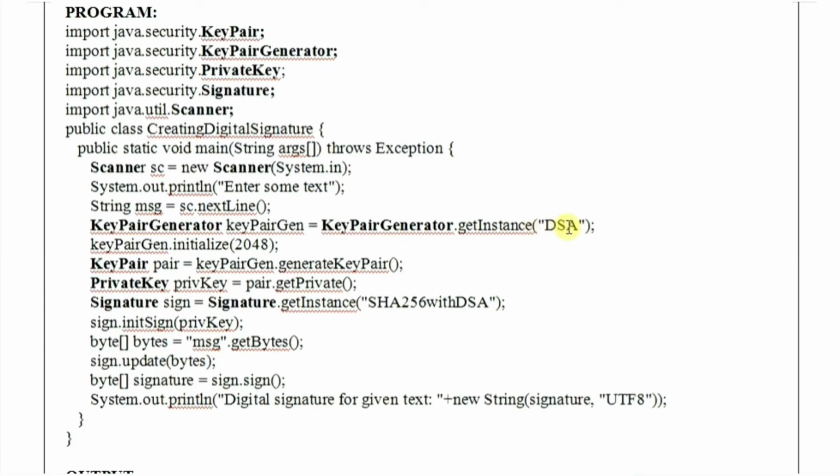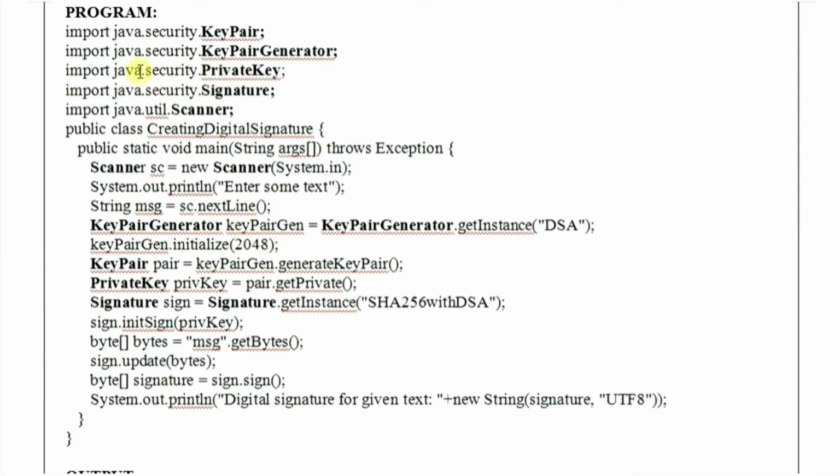Depending on the algorithm the key pair is generated with, you have to initialize the KeyPairGenerator instance. Initializing the KeyPairGenerator is done by calling its initialize method. So this line of code will initialize the Java KeyPairGenerator instance. This line of code will initialize the KeyPairGenerator to generate keys of 2048 bits in size.